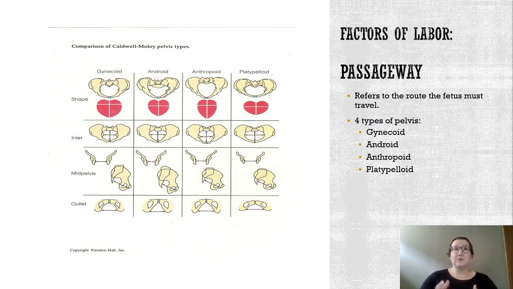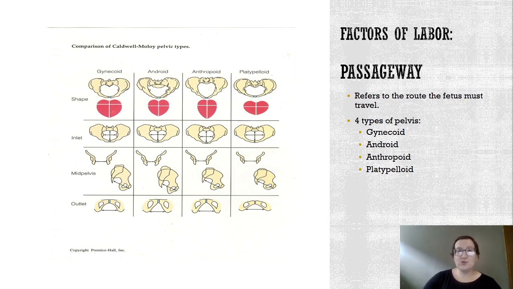So we talked about the passenger, and all of the factors that are related to our passenger, and how they have to lay, and their attitude, and their presenting part, and all of those very important factors. But you can have the best head, you can have a baby enter the pelvic inlet at the exact correct diameter, and all of that be wonderful, but if you have the wrong shaped pelvis, you're still not going to have a successful vaginal delivery. So this is why we have to take into account all of these different factors when we're discussing the laboring process.